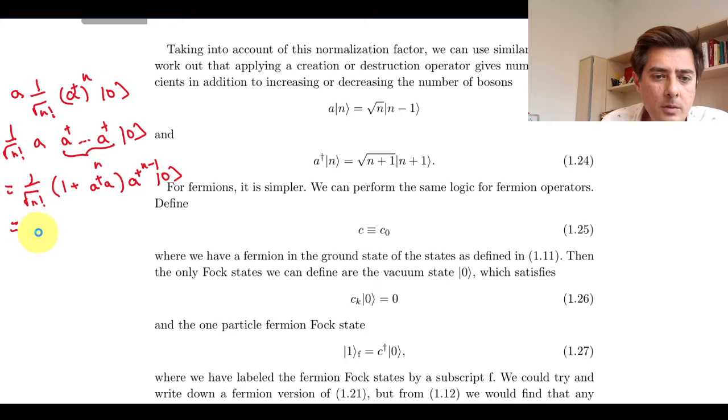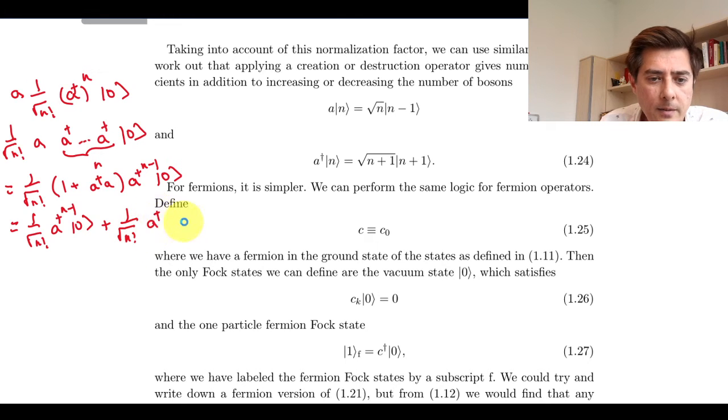And so we can continue. So basically we get two terms here. So we'll get 1 over square root of n factorial, a dagger to the power of n minus 1 times the vacuum, plus 1 over square root of n factorial, a dagger n minus 1. And then essentially you do this step again through all these other ones.